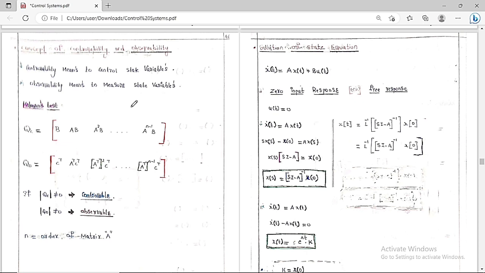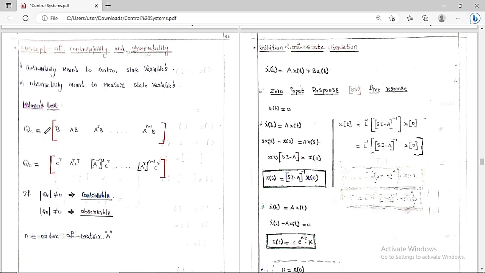So for a given state model, how do we say whether a given system is controllable or uncontrollable, observable or unobservable? How do we figure it out? With the help of Kalman's test. If you know the state model of a system, then by using this Kalman test, we can easily say whether a system is controllable or uncontrollable, or whether it is observable or unobservable.